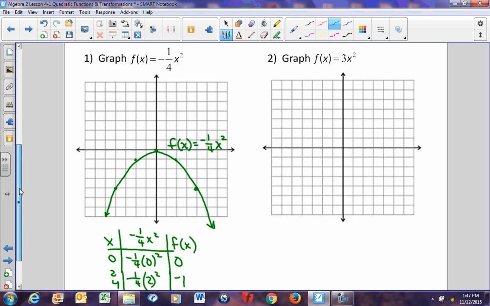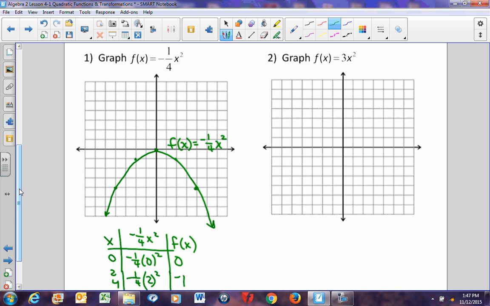Okay. So now we're going to graph f of x equals 3x squared. Then we're going to look at these graphs and see how they change. So if I do this one, I'm going to do the same thing. I'm going to do the x and f of x table, which is the same thing as saying y, and this is going to be 3x squared. I'm going to use 0, 1, and 2 this time instead of 0, 2, and 4. I used 2 and 4 before because I wanted something that was divisible by 4, and I know that even numbers are more easily divisible by 4.